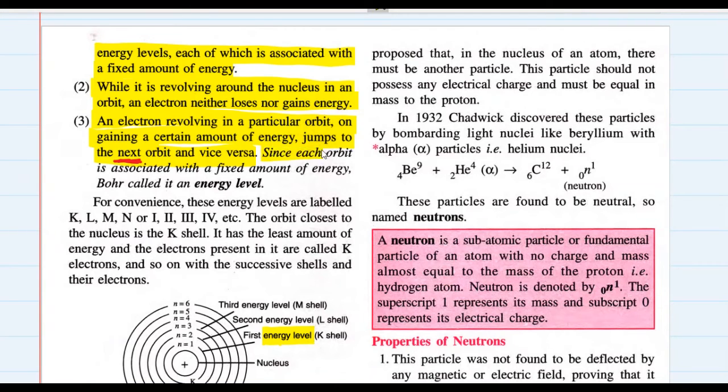Let's go ahead. Since each orbit is associated with a fixed amount of energy, Bohr called it an energy level. This name was given by Bohr. For convenience, these energy levels are labeled K, L, M, N, or 1, 2, 3, 4. The orbit closest to the nucleus is the K shell. It has the least amount of energy, and the electrons present in it are called K electrons. And so on with the successive shells and their electrons. Simple.